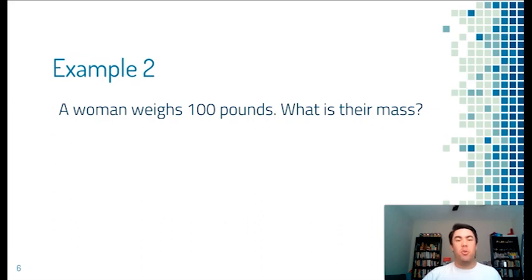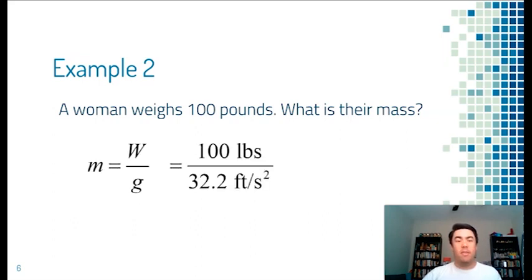We're going to hop into another example. A woman weighs 100 pounds. What is her mass? We take our equation, weight equals mass times gravitational acceleration, and solve for mass. Plug in our information, so 100 pounds. Since we're dealing with pounds, we use feet per second squared as our unit for gravitational acceleration. So 100 pounds divided by 32.2 feet per second squared gives us 3.1 slugs.